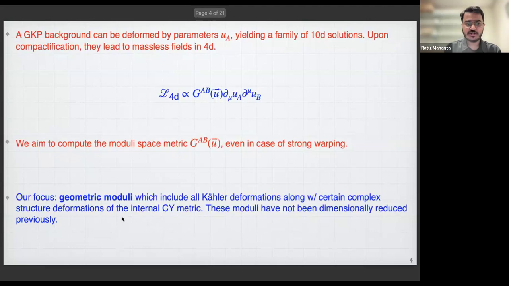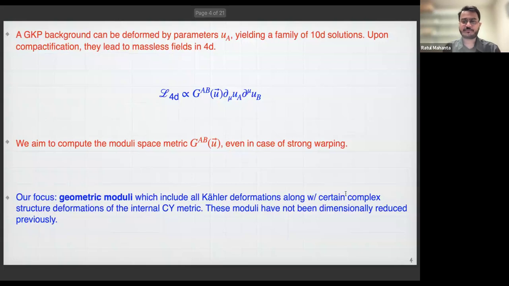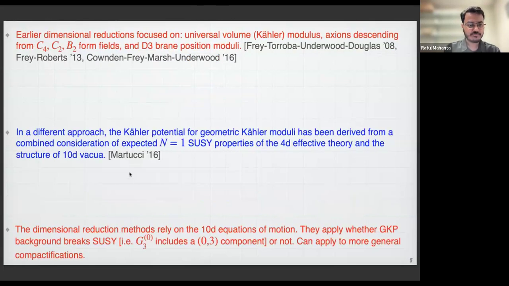So when we dimensionally reduce the geometric moduli, especially the Kähler deformations, we can compare with these results. But the moduli space metric for the complex structure flat deformation should be, for the first time, in the literature.